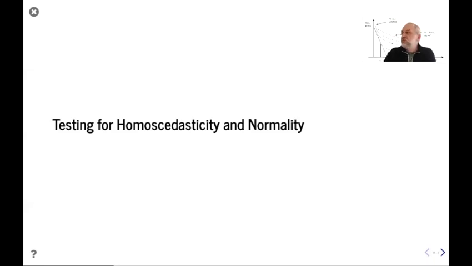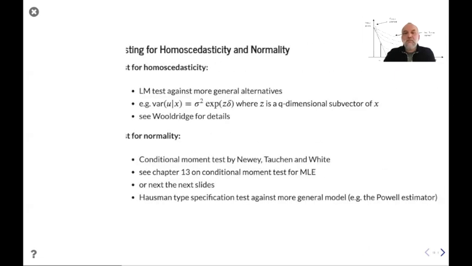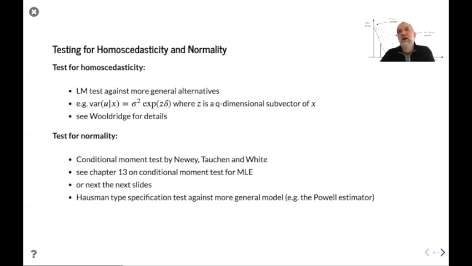I'm going to start with two tests for homoscedasticity and normality. I'm not going to implement these in Python, but I want to talk about them just to get an idea that these assumptions are testable, and what those test statistics might look like.